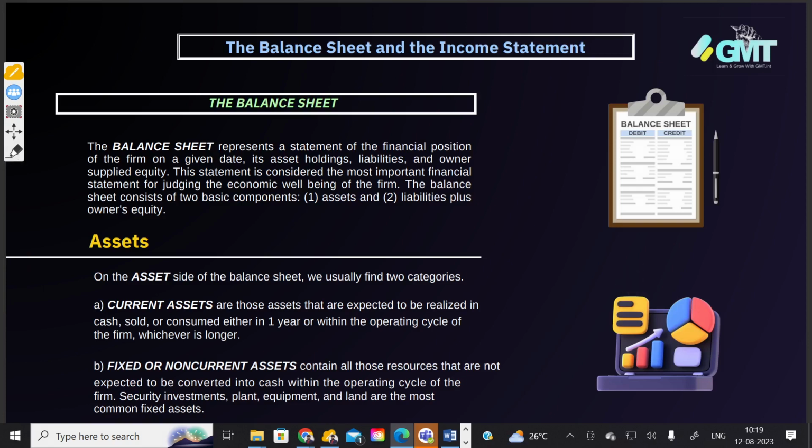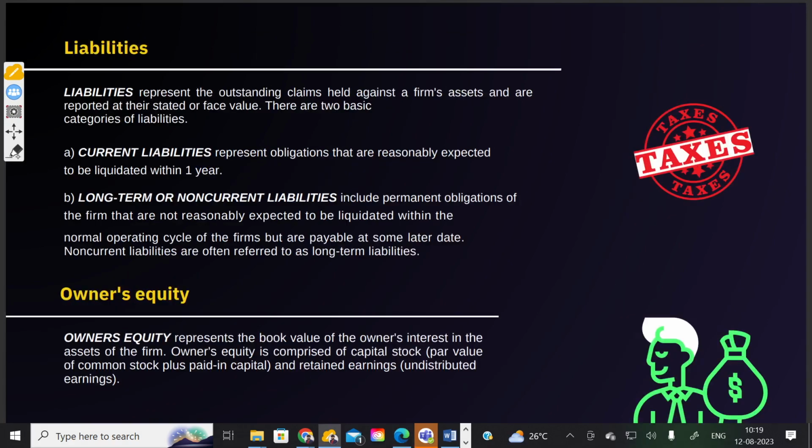So what next? About liabilities. Here you would see two to three types of liabilities. Liabilities represent the outstanding claims held against a firm's assets. It can be taxes, it can be loans, it can be any payables, short-term payables. So that becomes your liabilities.